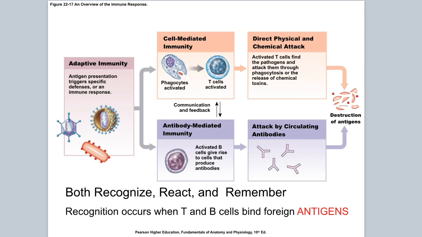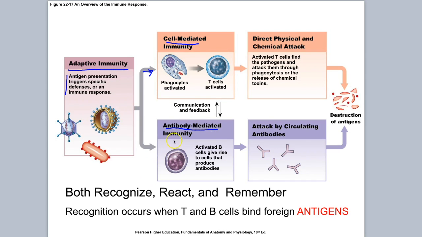All right, so with our acquired or adaptive immunity, we're going to talk about these two branches of it. We're going to start with something called antigen presentation that we'll look at shortly. Basically, once our body recognizes that there are foreign antigens in it, we trigger some defenses and get an immune response. This immune response has two parts: the cell-mediated part and the antibody-mediated part.